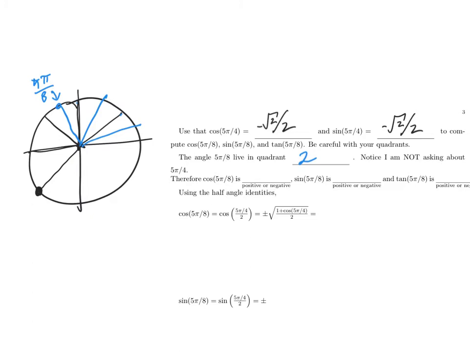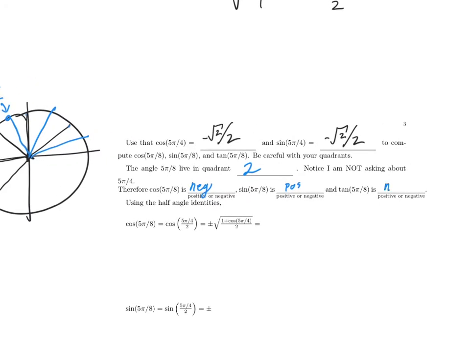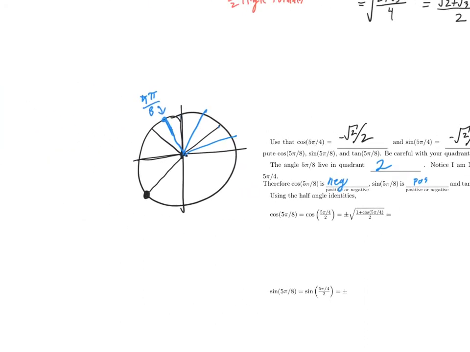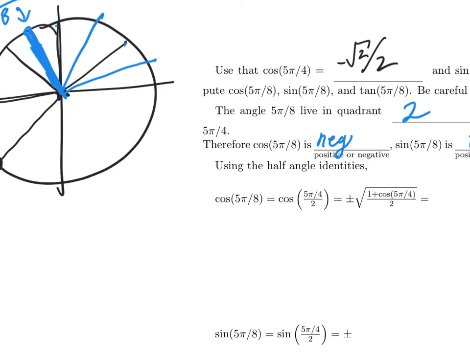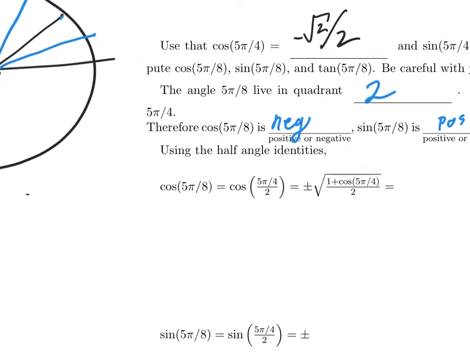So cosine of 5 pi over 8 is negative. Sine is positive. Tangent is negative. And right, geometrically, how do you talk about tangent? Well, tangent is the slope of this line. And that line, as x goes from left to right, the y value goes down, so that has negative slope. So tangent is negative. Alternately, sine is positive, cosine is negative, so you know tangent will be positive over negative, which is negative.